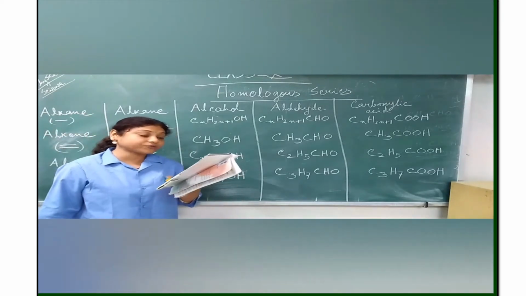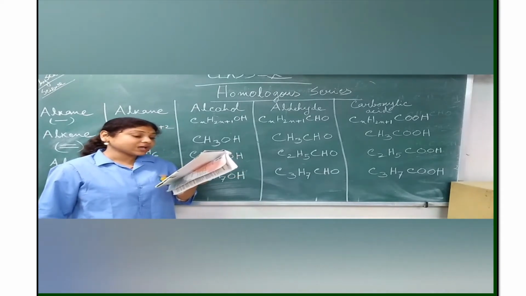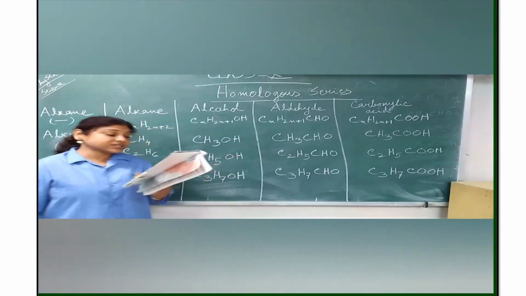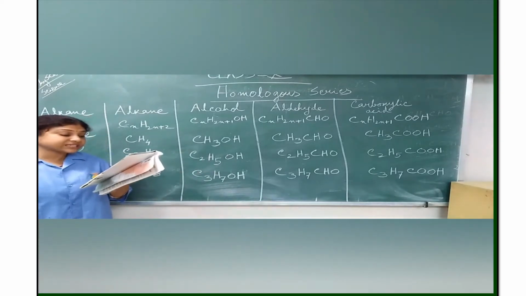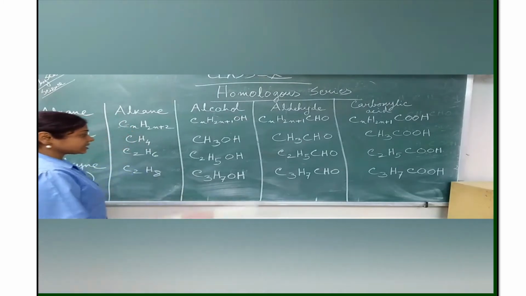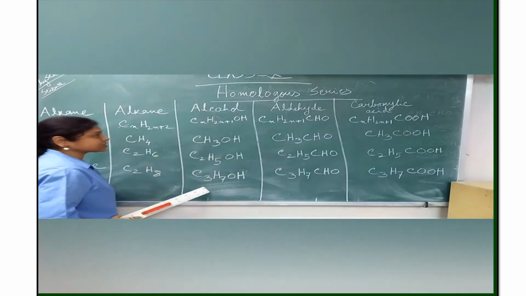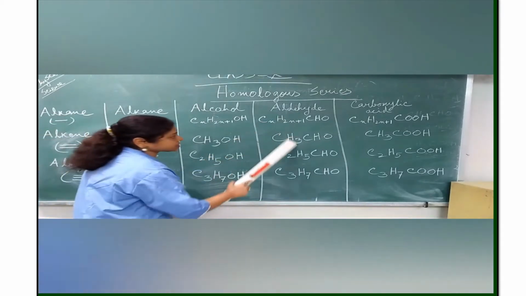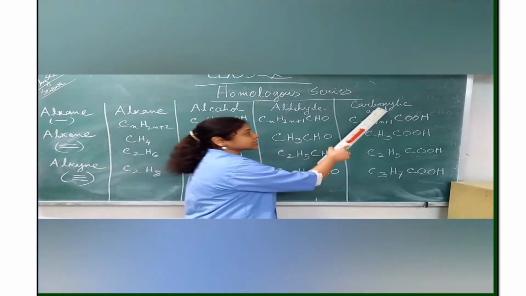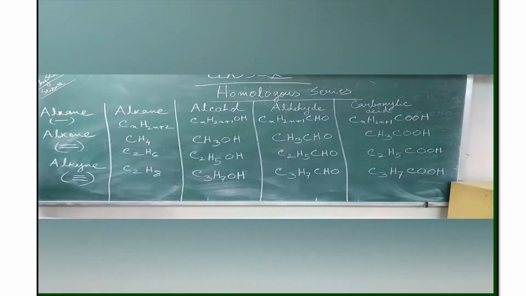Each member of the series differs from the preceding or the succeeding member by a CH2 group. These are called homologous series. See this, this is one member of this. This is the homologous series of alcohol. This is the homologous series of aldehyde. This is the homologous series of carboxylic acid. This is the homologous series of alkane.